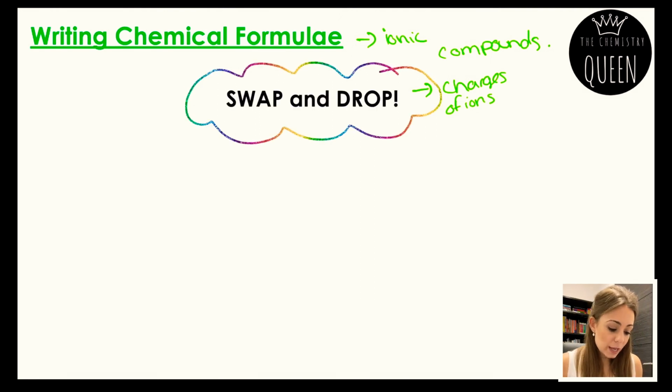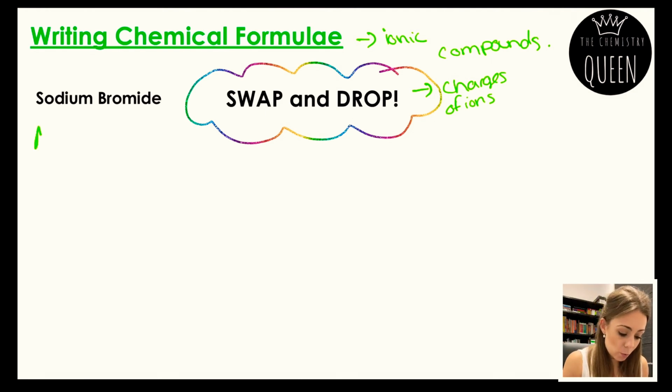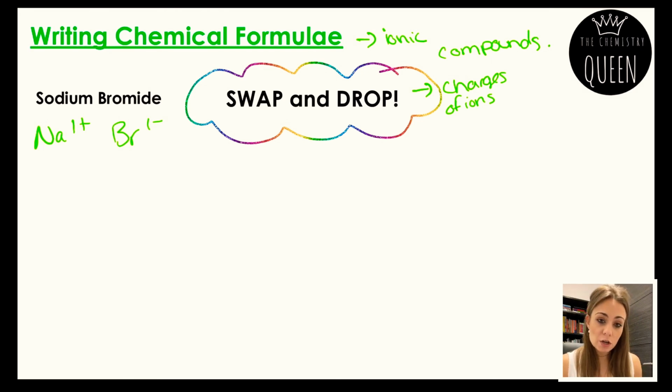So we'll look at sodium bromide first, and as an example, I'll go through a couple of examples. Sodium is in group 1, so its ion will form a 1+ charge. Bromine is in group 7, so the bromide ion will form a 1- charge. Notice that some of the ions, their names change when they're an atom and they form an ion.